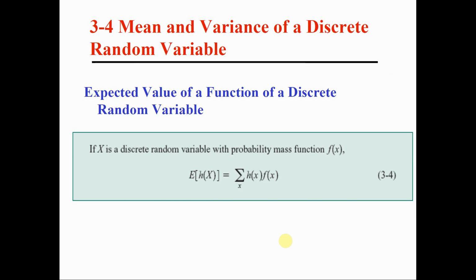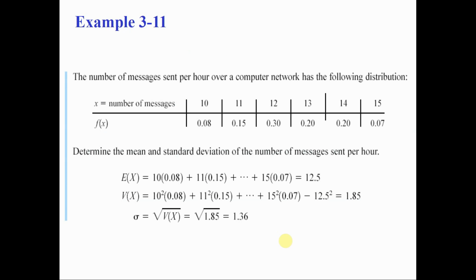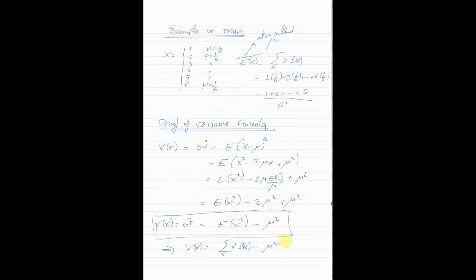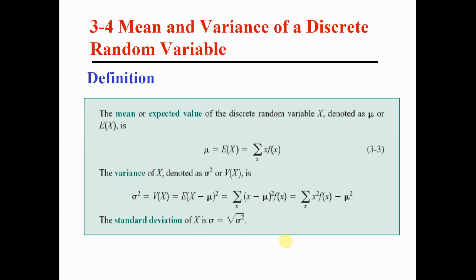Okay, we just have one definition, which is an extension of the expected value here. Let me go back to the definition of the expected value. What was the definition of the expected value of x? The summation over all possible x values. What are we adding up?